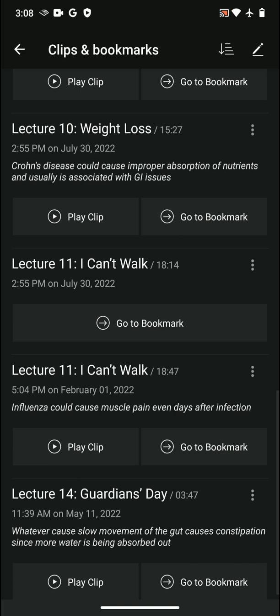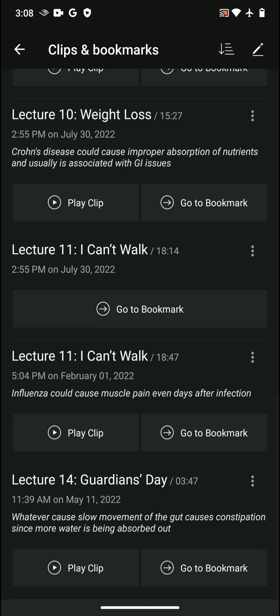Crohn's disease could cause improper absorption of nutrients and usually is associated with GI issues. That's one of the problems with Crohn's disease. Nutrients don't absorb correctly, and that's usually as a result of some GI issues.